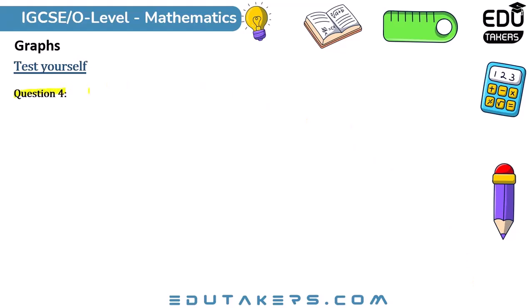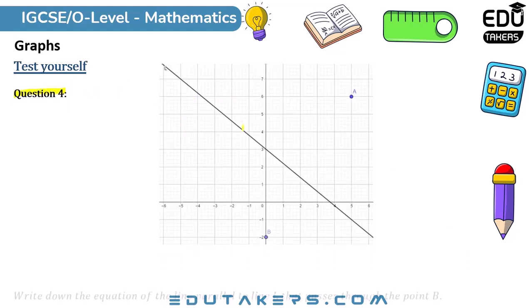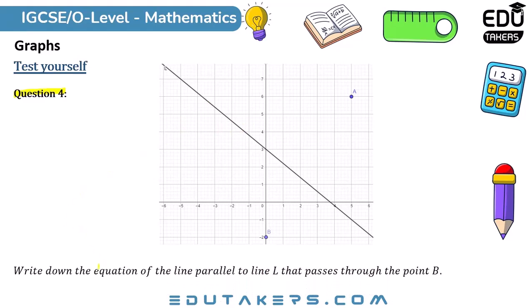Question number 4. Write down the equation of the line parallel to line L that passes through the point B. A line L is given and 2 points are given. This is point A and this is point B. We have to write an equation of the line which is parallel to line L and passes through the point B. It's a 2-mark question.